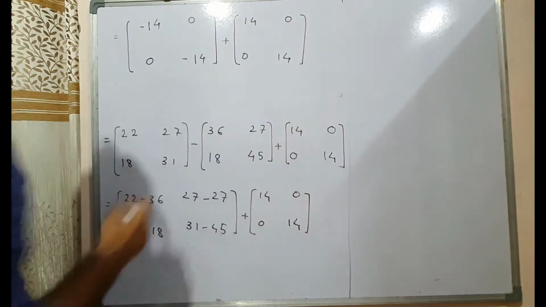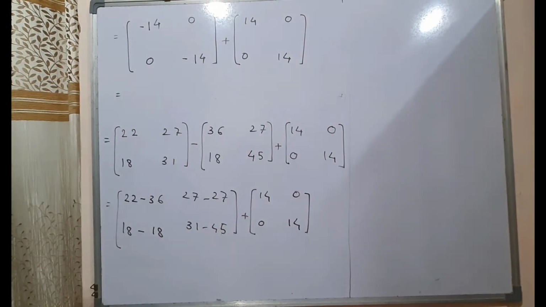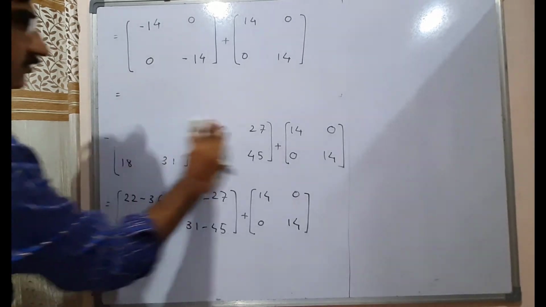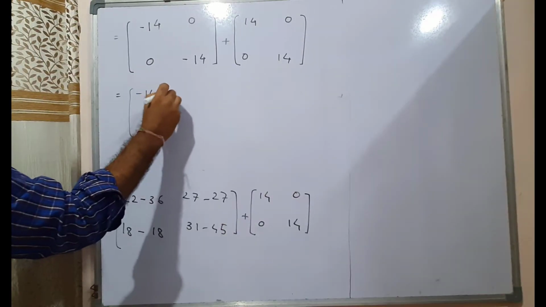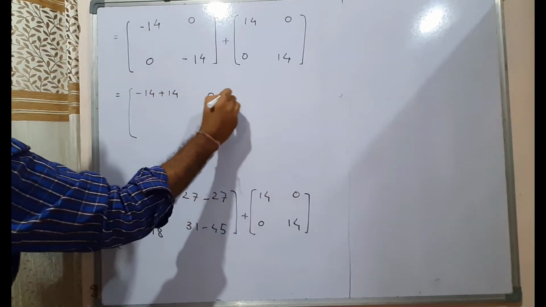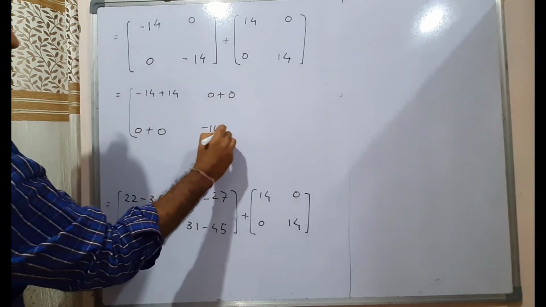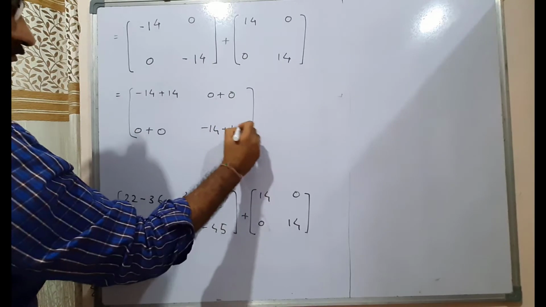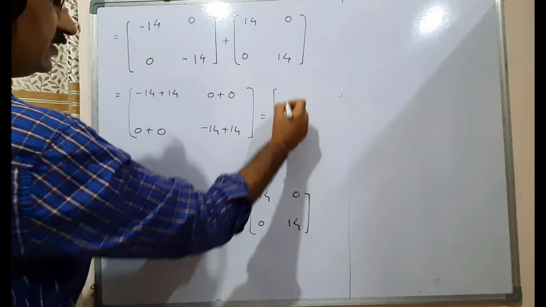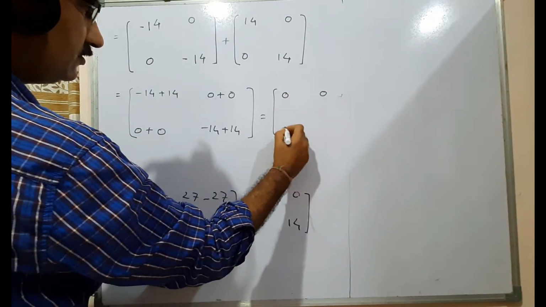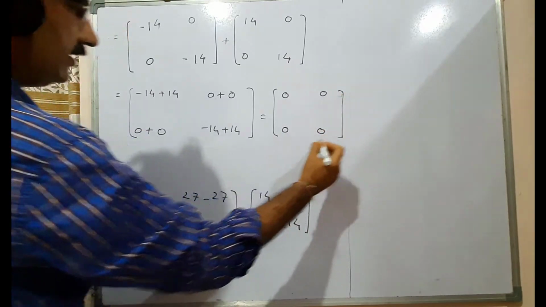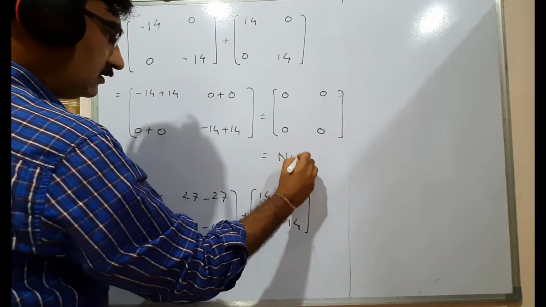So take the calculation here and write down the final answer: minus 14 plus 14, 0 plus 0, 0 plus 0, minus 14 plus 14. So finally here we get 0, 0, 0, 0, and this is called the null matrix.